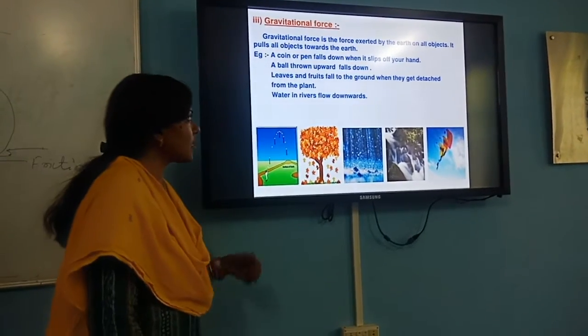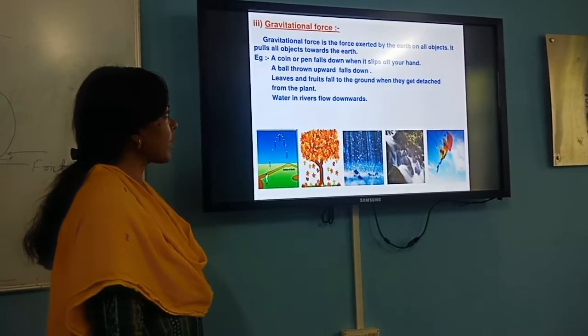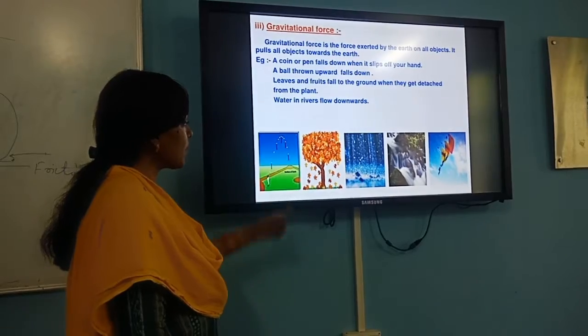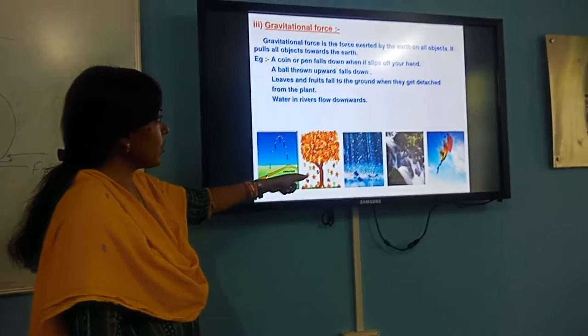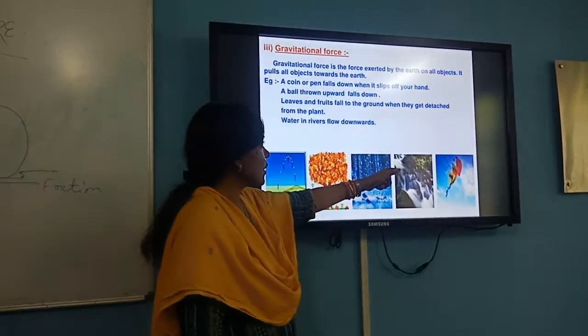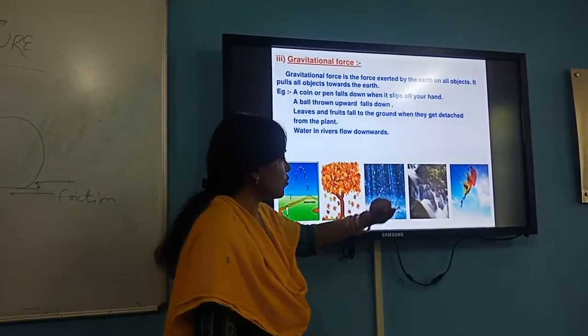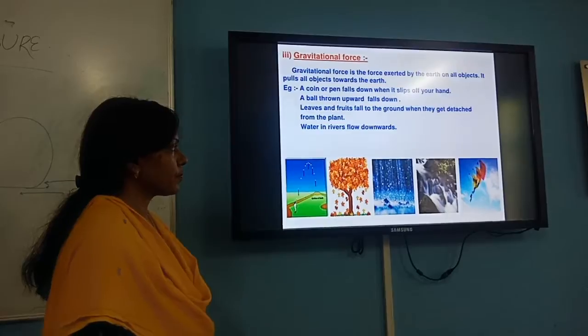A coin or pen falls down when it slips off your hand. Leaves and fruits fall to the ground when they get detached from the plant. Water always flows downwards. It is also due to the earth's gravitational force.